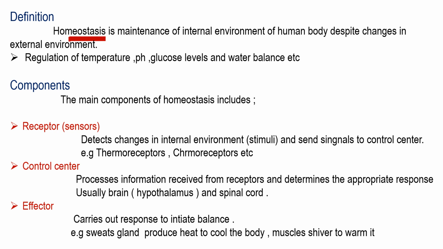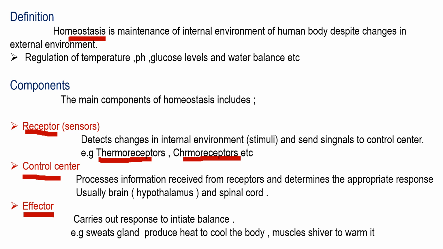So what are the components of homeostasis? Homeostasis has main three components, and these components work in coordination with each other to maintain internal environment in well balanced condition. These components are receptor, control center and effector. Receptors are also called sensors, and they detect changes, and these changes are called stimuli. Thermoreceptors detect change in temperature, and chemoreceptors detect change in chemicals like carbon dioxide, oxygen, etc.